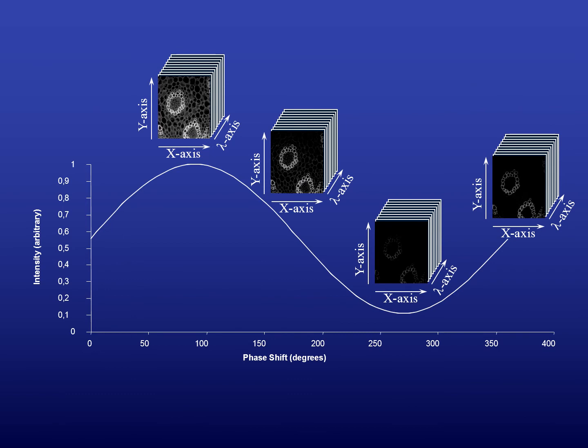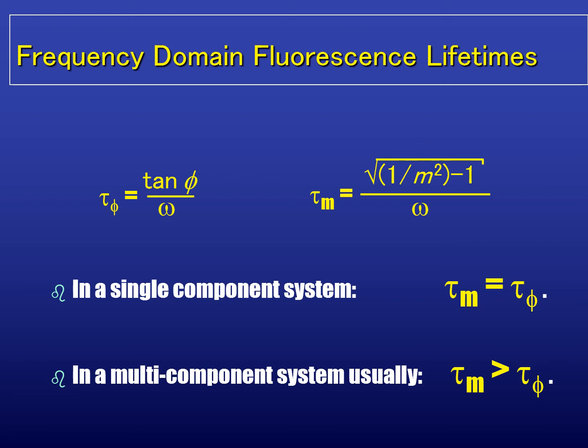So here you see an example of a convallaria rhizome sample, and how these images look in a multi-channel plate camera when you have different phase shifts between excitation and the MCP modulation. And as you see, while you're doing this phase stepping, this sample becomes really dark and really bright again. From this we can use the tau phase and tau mod. And as I said, if it is a single component, single exponential decay system, then they are the same. If it is a multi-component system, tau mod is expected to be bigger than tau phase.